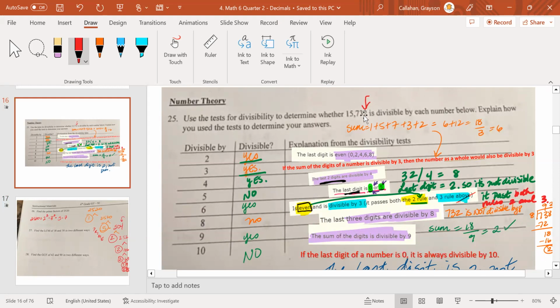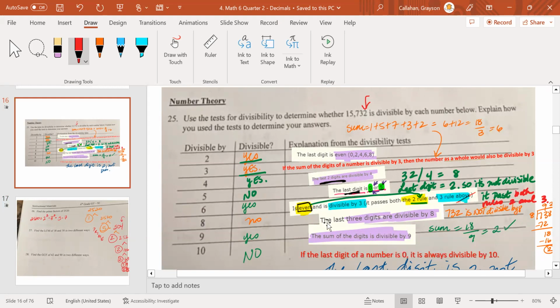Is this number even? Look at the last number. If the last number is even, it's even. It's a 2. 2 is even, right? 2, 4, 6, 8, 10 are even. Is it divisible by 3? Well, you could just go back to the table and see, was it divisible by 3? Yeah. So then is it divisible by 6? You've got to pass that test, even and divisible by 3. You need to memorize these rules, okay?